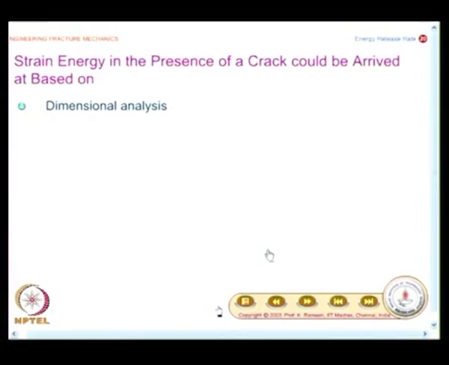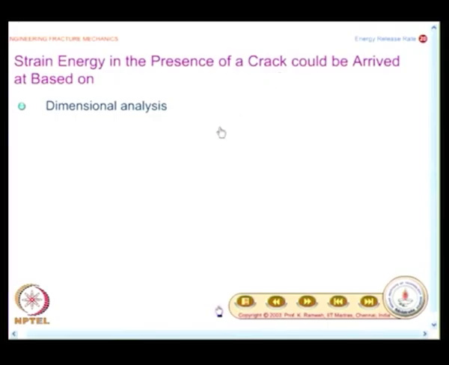And what is the challenging question that we have now is, suppose I have a component with a crack, how to find out the strain energy in the presence of a crack? And what did Griffith do? Griffith took the problem of a central crack, following the example of a plate with a circular hole, a plate with an elliptical hole. He considered the problem of an infinite plate with a central crack subjected to uniaxial tension. Now, the question is how to find out the strain energy in the presence of a crack.